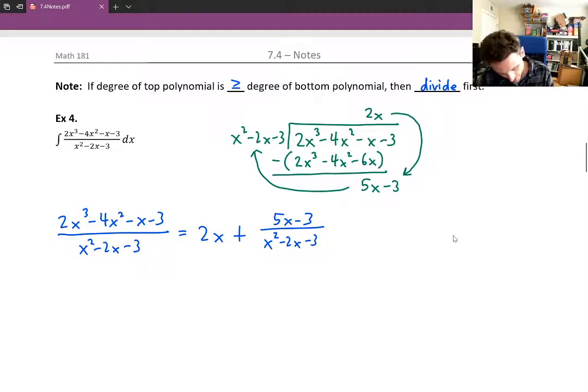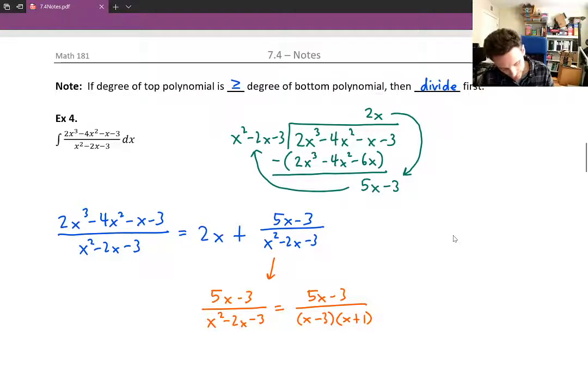Go ahead and use a different color. So we're going to take this fraction, (5x - 3)/(x² - 2x - 3), and break it down. The first step in breaking it down will be to factor the denominator. So here we're going to get (x - 3)(x + 1).